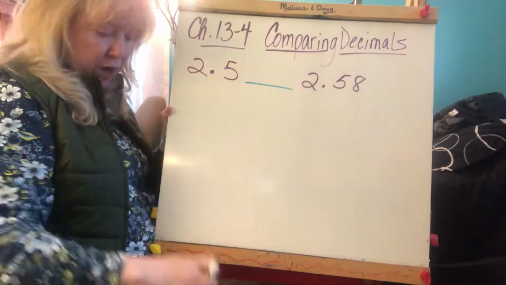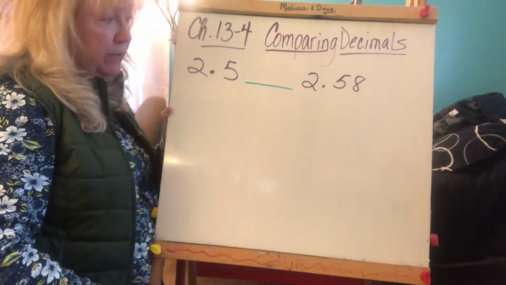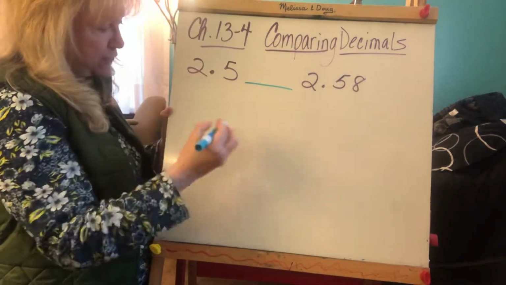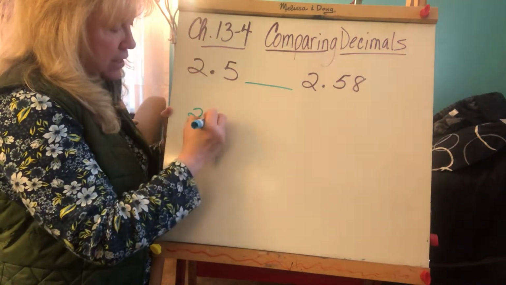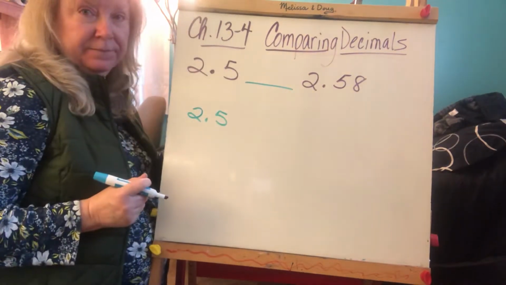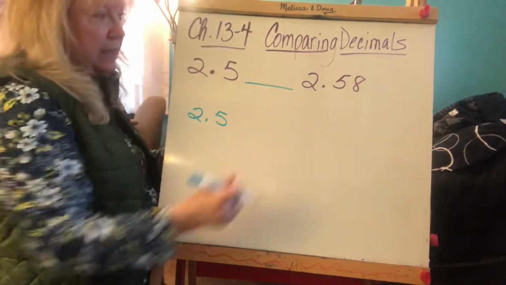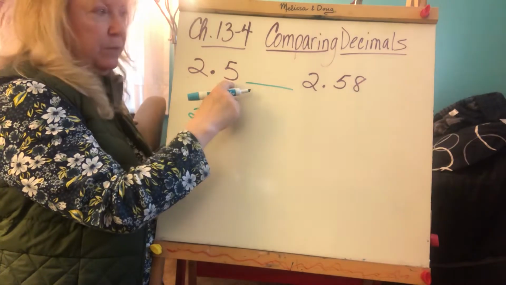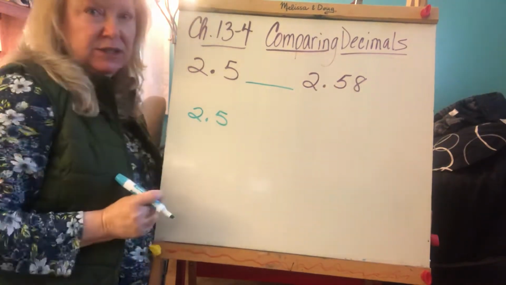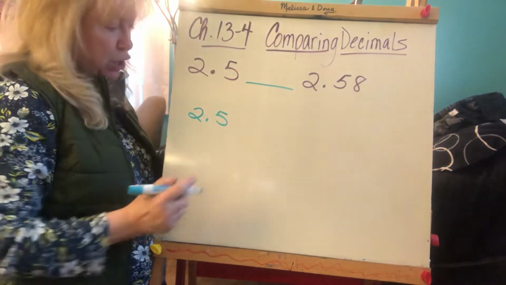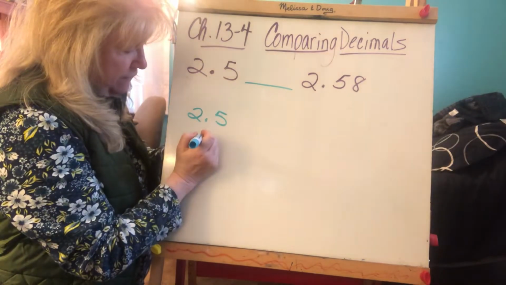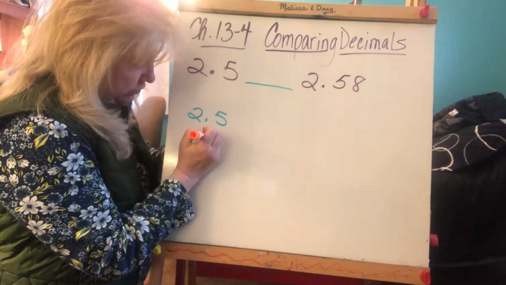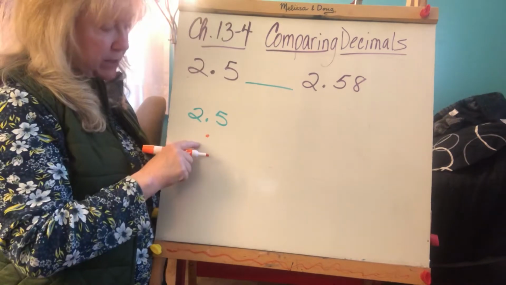What I always do is I rewrite my numbers going down. So I'm going to write my first one, 2 and 5/10. Then I'm going to copy down my second one. Oh, but look at this, this one only has 2 digits with a decimal point, and this one has 3 digits with a decimal point. So put your decimal point in first. I'm going to do this in a different color so that it really shows up. I put my decimal point in.